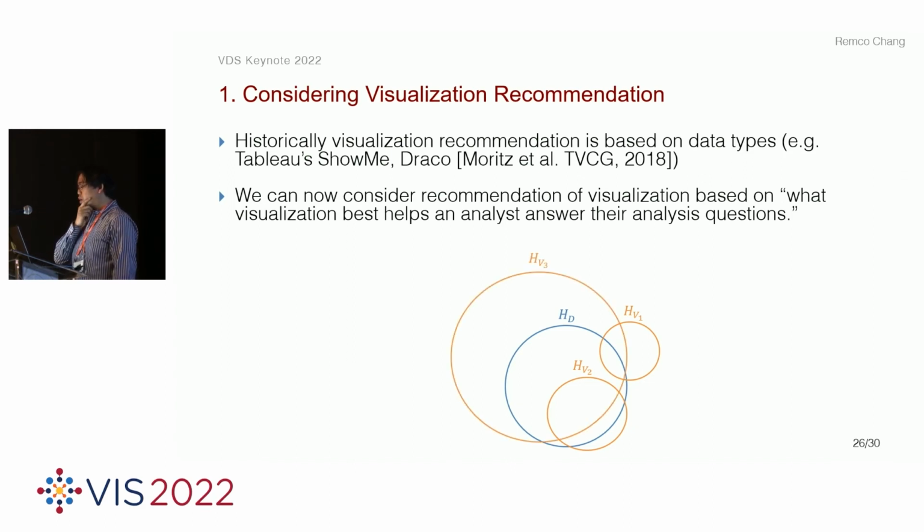But then what if I have something that's like a super powerful visualization called HV3? Should I be recommending HV3 to the user? I don't know, right? So I don't have the answer, but I propose that we can start to think about visualization implementation in a slightly different way.